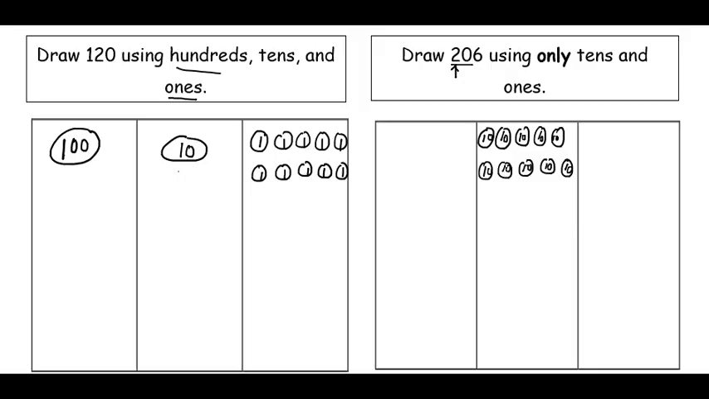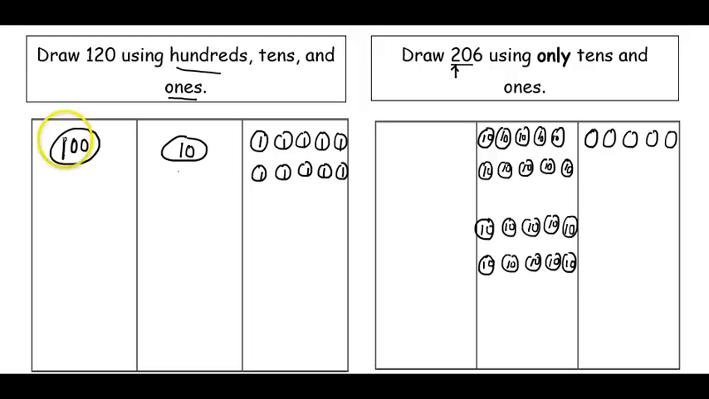I have 10 discs so far, and now I have 20 discs. Each disc is worth 10, which equals 200 altogether. Now I just need my 6 ones. And this is what 206 looks like using only tens and ones: 20 groups of 10 and 6 groups of 1.